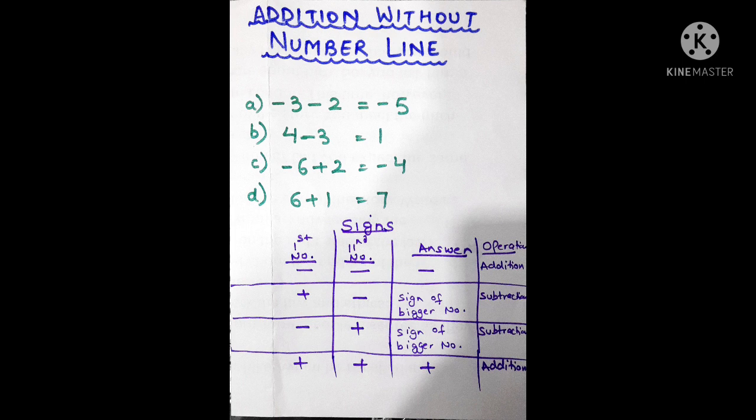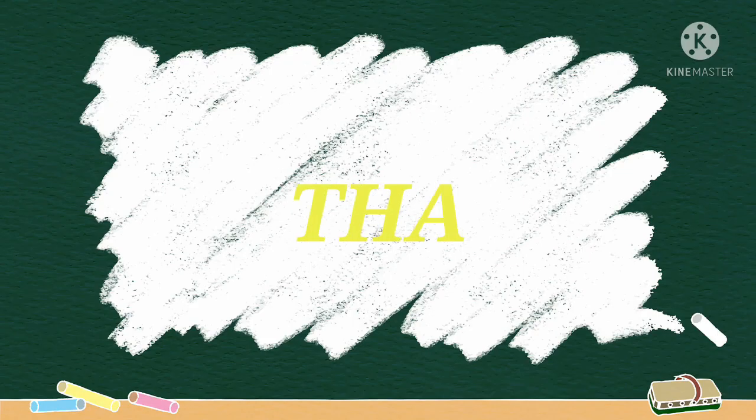So we conclude, when both the numbers have negative signs, then the sign of our answer will also be negative. When there is one positive and one negative number, then the sign of our answer will be the sign of the bigger number. And when we have both positive numbers, our answer will also be positive. So that's all for today.